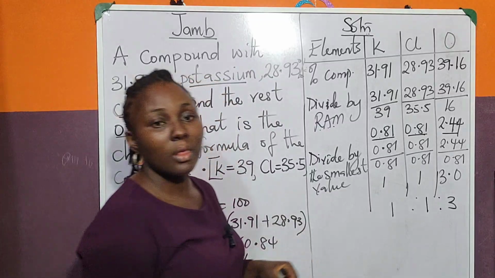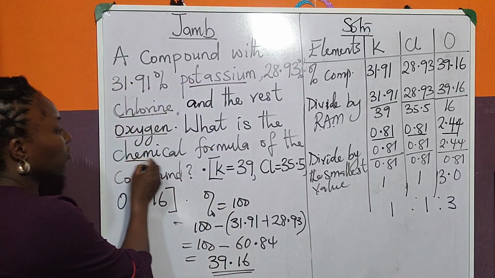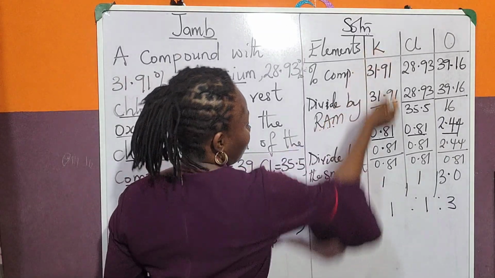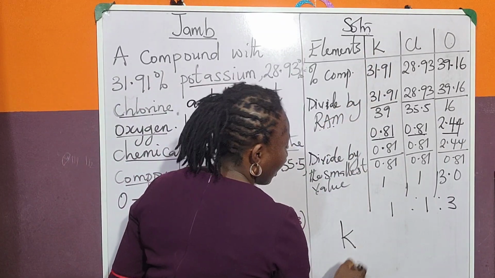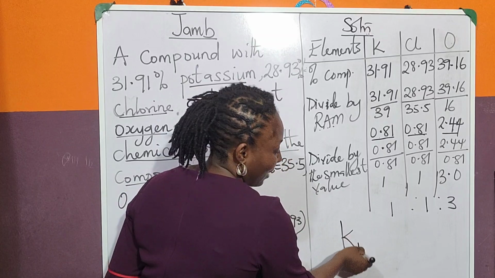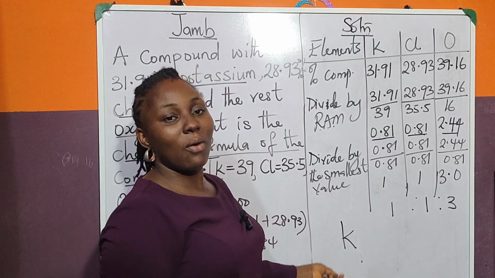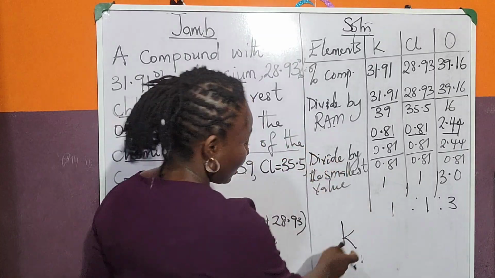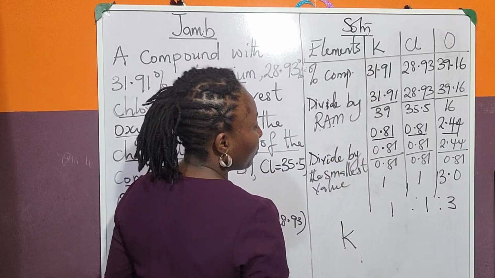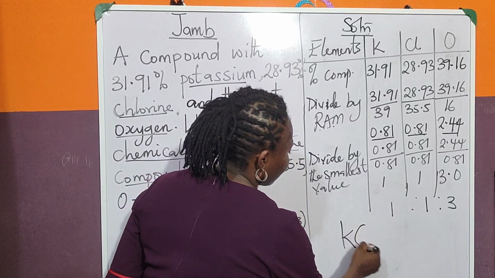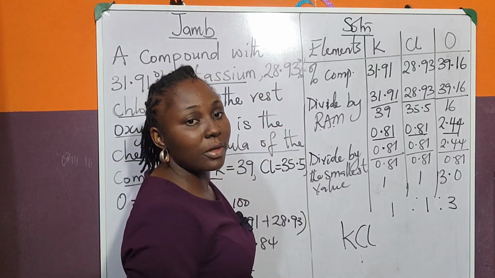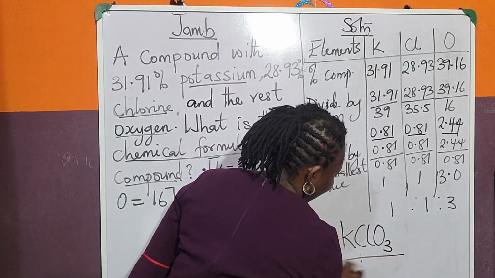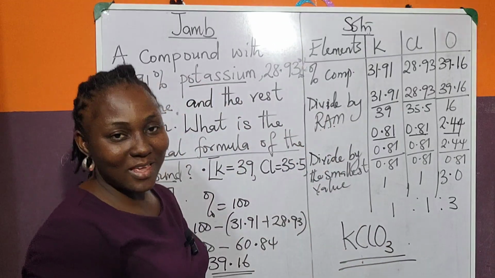Hence, their ratio becomes 1:1:3. So now, what is the chemical formula of this compound? Potassium is 1, so I'll have K. We don't write 1, otherwise I'd have K1. So we have 1 atom of potassium. For chlorine, we have 1 atom of chlorine too, so I'll have Cl, which is the symbol of chlorine. Then for oxygen, we have 3 atoms, so I'll have O3. And this is the formula of the compound: KClO3.